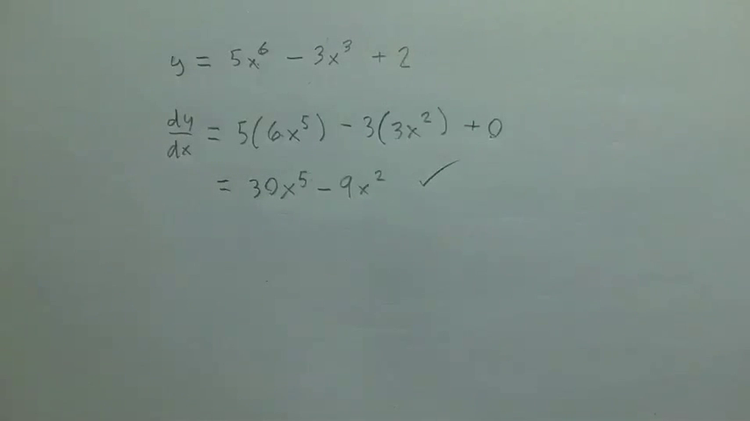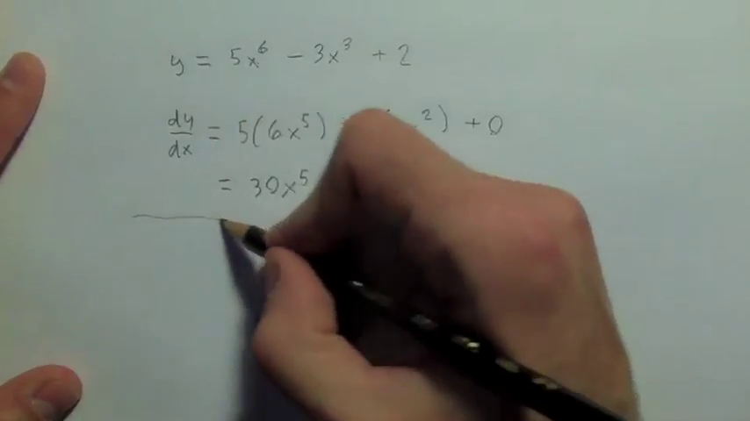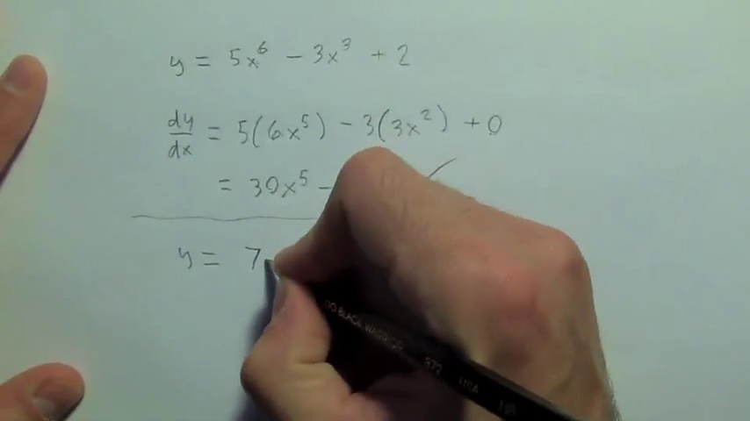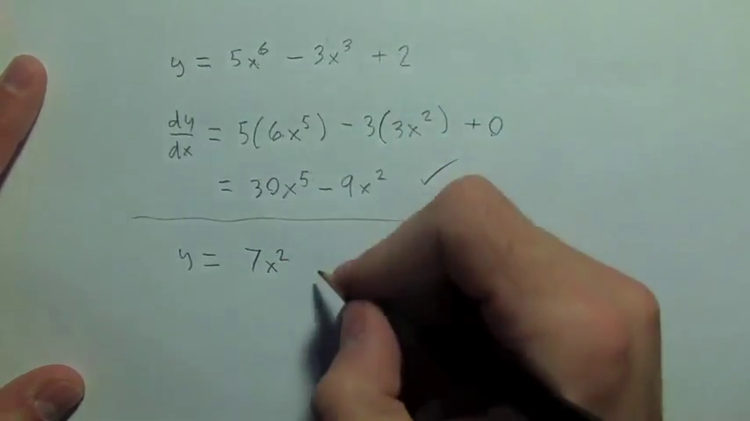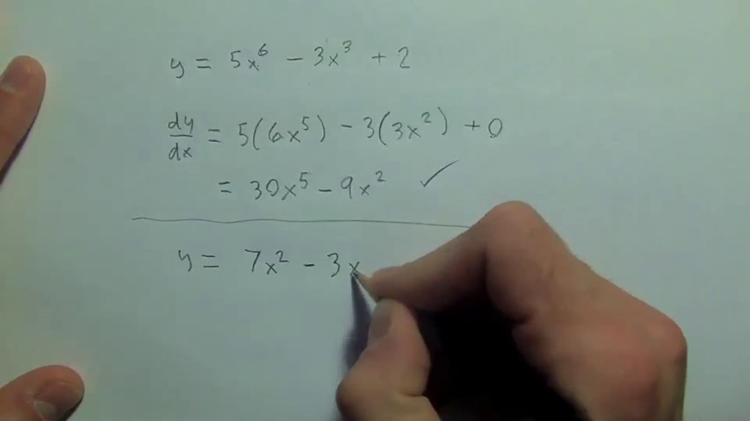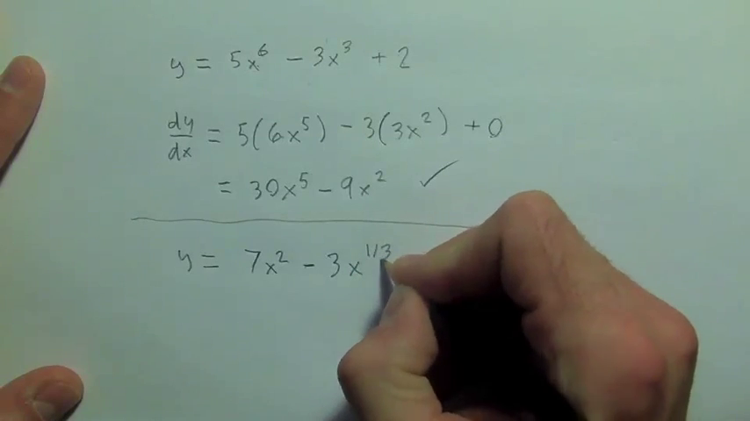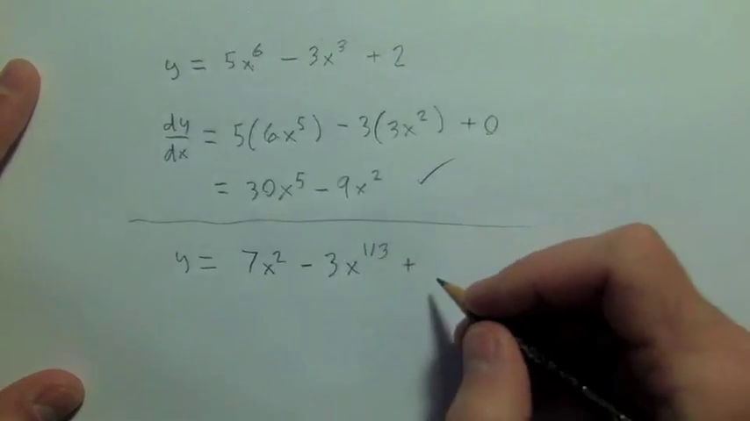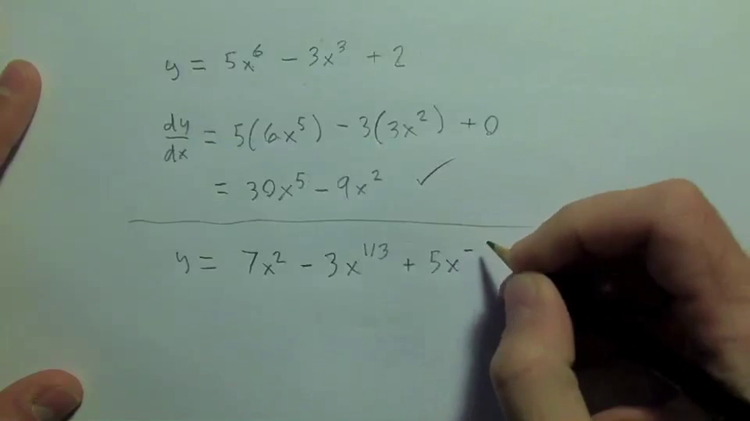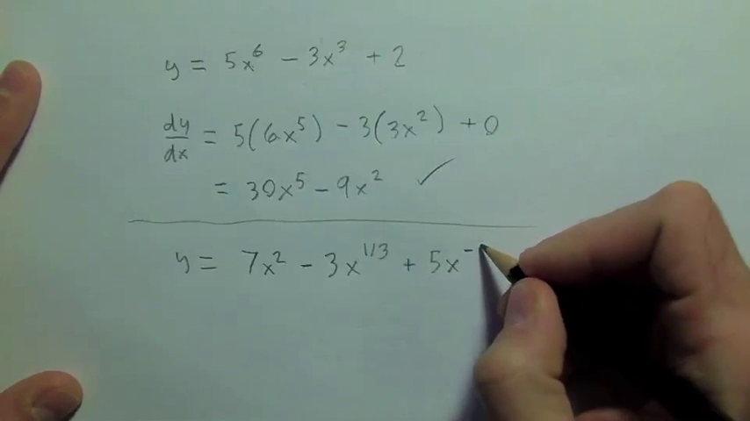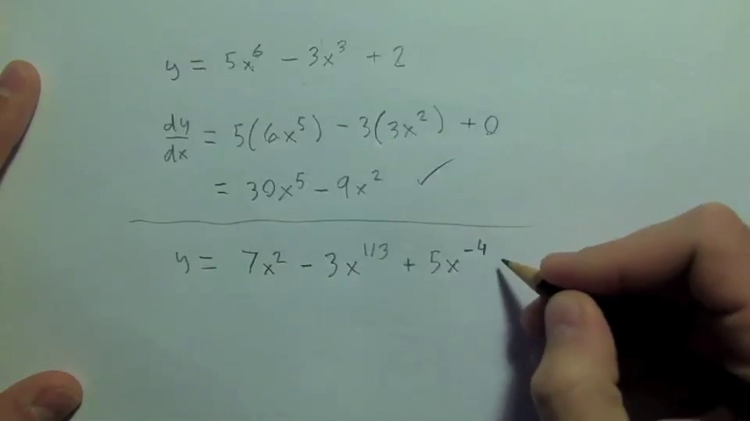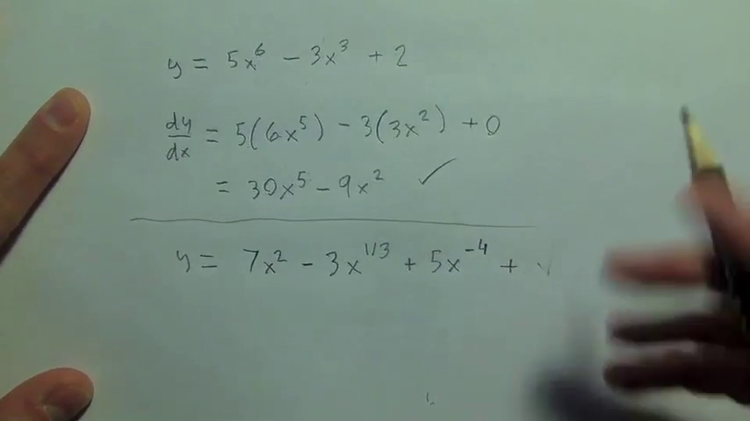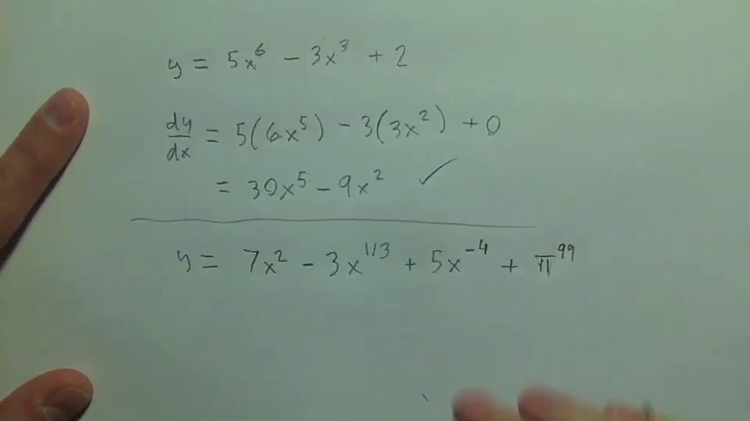Not too shabby. Let's try another one. Let's say I have y is equal to 7x squared, minus 3 times x to the 1/3, plus 5x to the negative 4 power, plus, let's do pi to the 99th power.